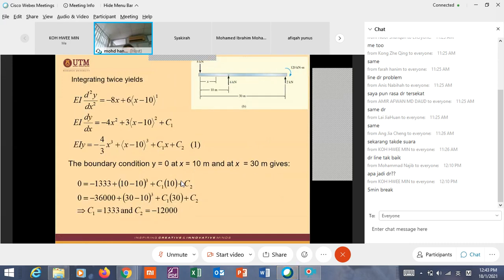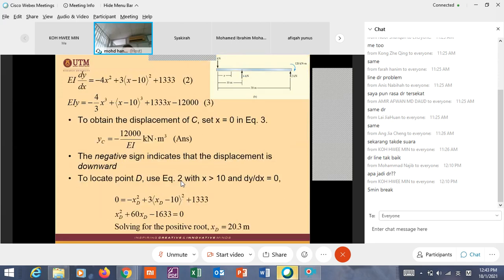Now C1 equal to 1333, C2 equal to 12,000. Then substitute into equations 2 and 3. So this is the deflection equation. Therefore, to obtain the displacement of C, set x equal to 0 in equation 3. That's the solution: yC equal to 12,000 divided by EI.